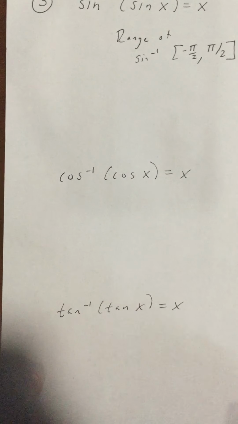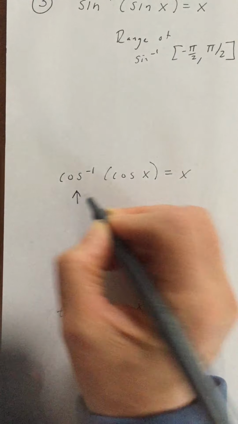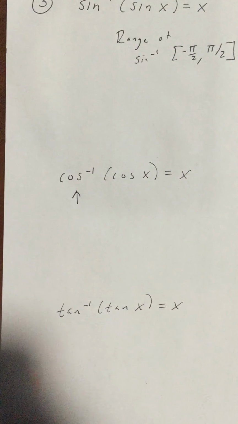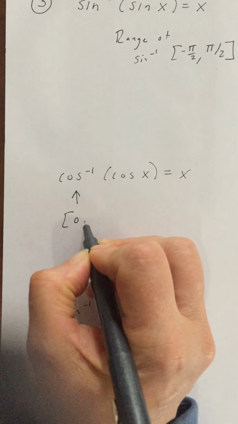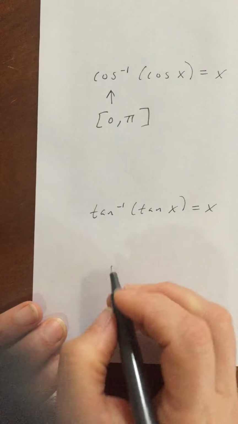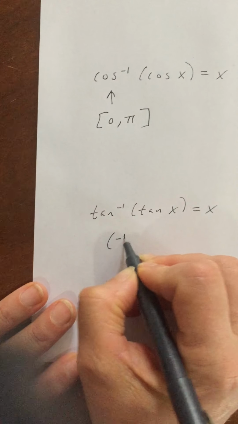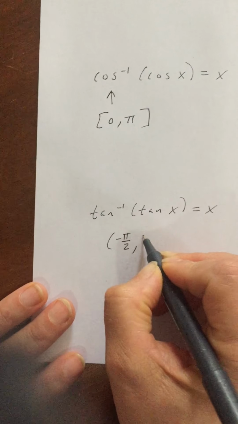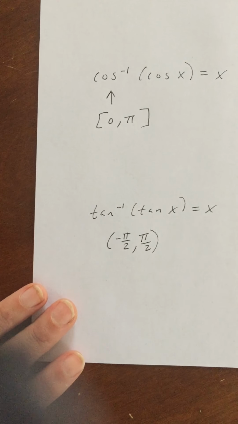Okay, so similarly, working with this one, it helps to know the range of this function, because those are the only things that could be spit out. So this one has a funky range, which is 0 to pi. And then tan inverse, this one is close to sine inverse, but the range of this one, of course, is an open interval, negative pi over 2 to pi over 2.